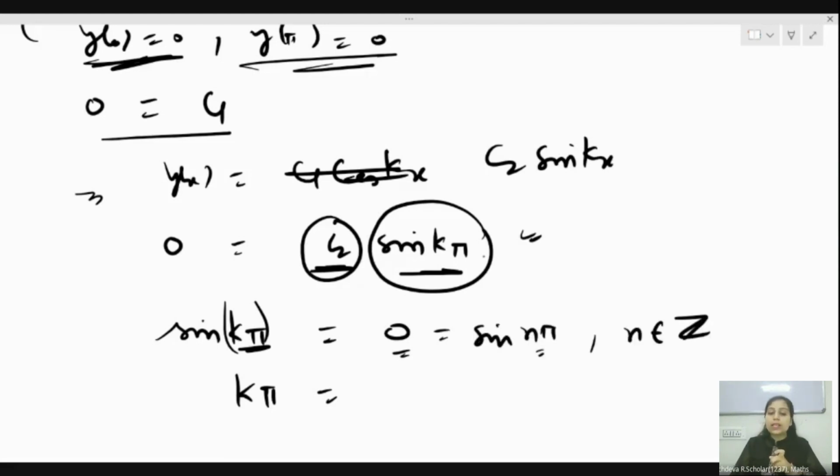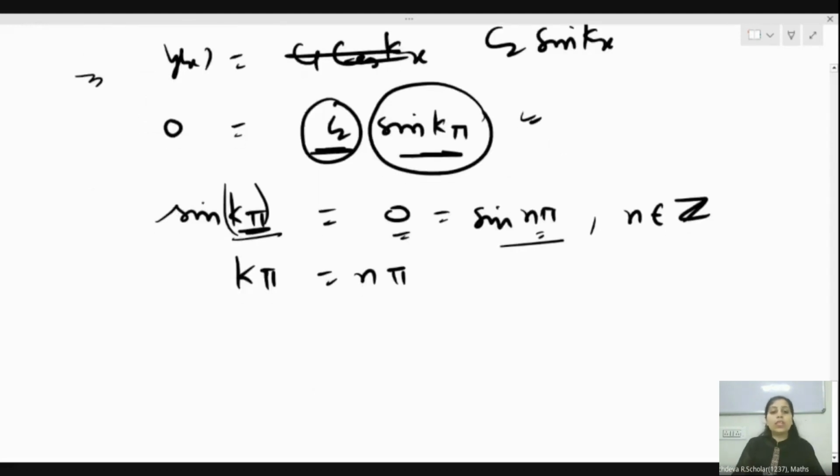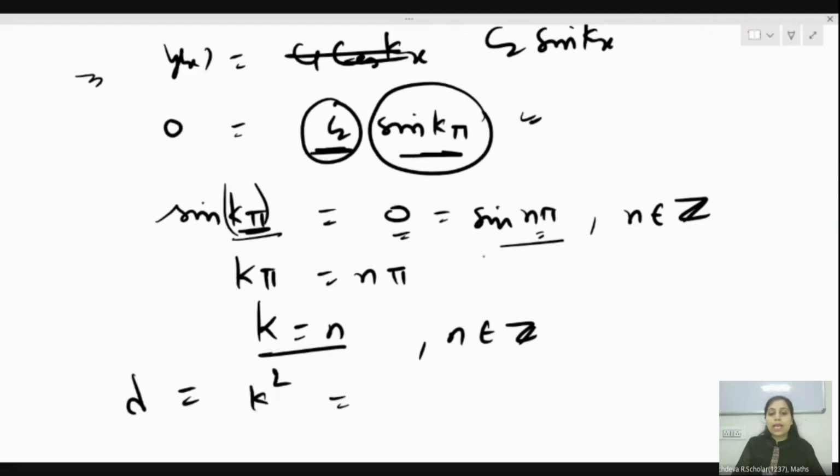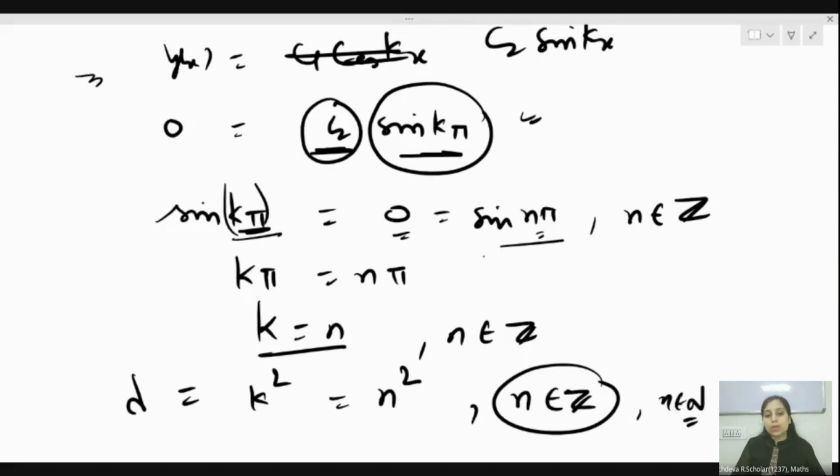For all integers, sin n pi is 0. Sin pi, sin 2 pi, sin minus pi, sin minus 2 pi, for all integers, it is 0. So comparing sin k pi with sin n pi, k pi is equal to n pi. So we reach k is equal to n, where n belongs to any integer. And lambda becomes k square, that means n square.